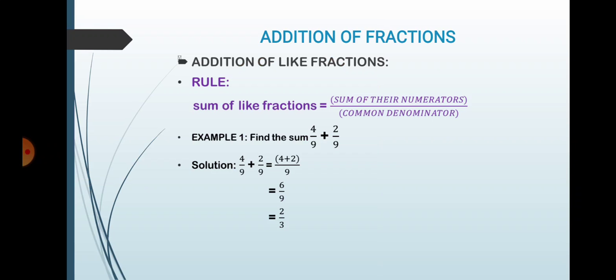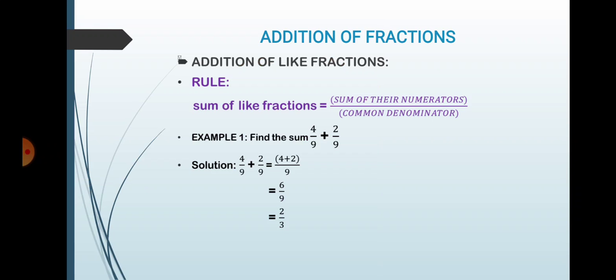Now we are going to see the rule of addition of like fractions. Sum of like fractions is equal to the sum of their numerators over the common denominator. So let us see this with an example. We are going to find the sum of 4 by 9 plus 2 by 9. According to the rule, we have to sum their numerators. What is the numerator? 4. And in the second fraction, what is the numerator? 2. So 4 plus 2 by 9, which is 6 by 9.